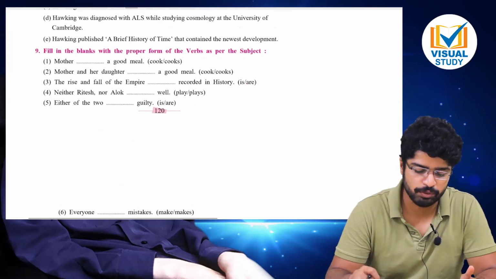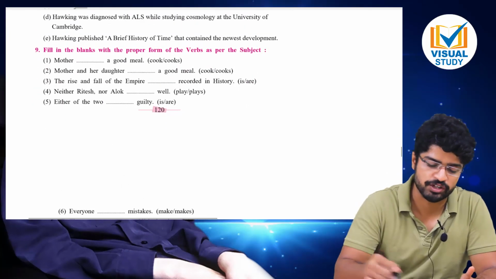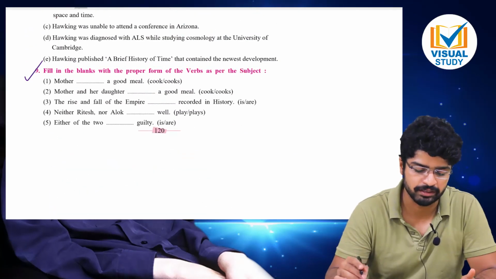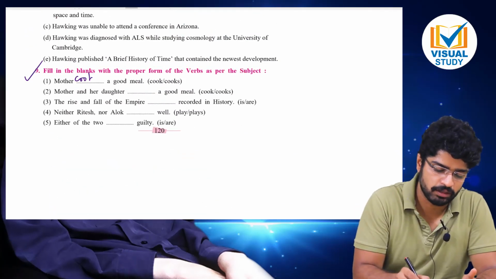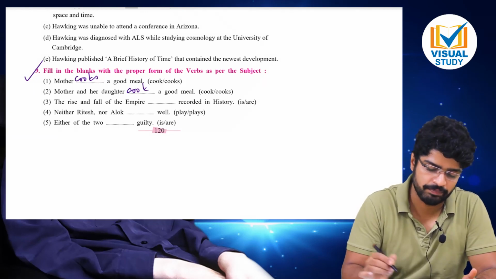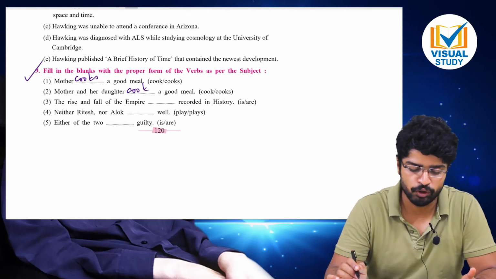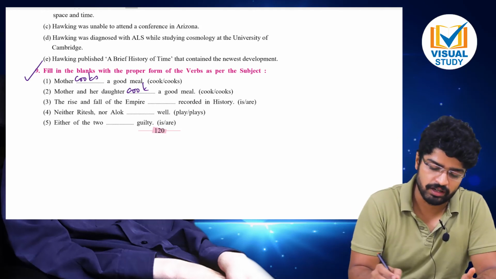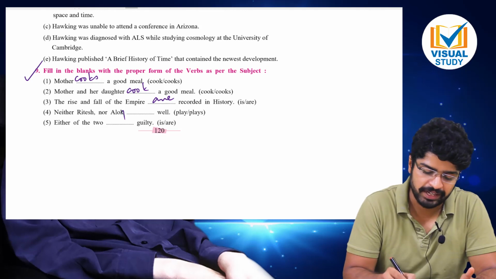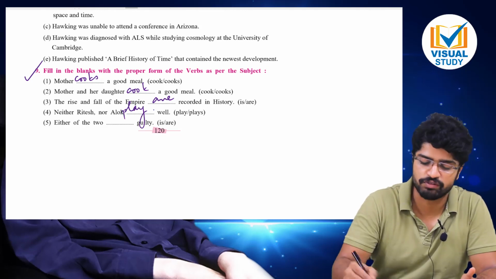Fill in the blanks with the proper form of verbs as per the subject. So accordingly, you have to fill in the blanks clearly. For example, mother cooks a good meal. Mother and her daughter cook a good meal. That's important again. The rise and fall of the empire are recorded in history. Neither Ritesh nor Alok plays well. So these are the basics of grammar.